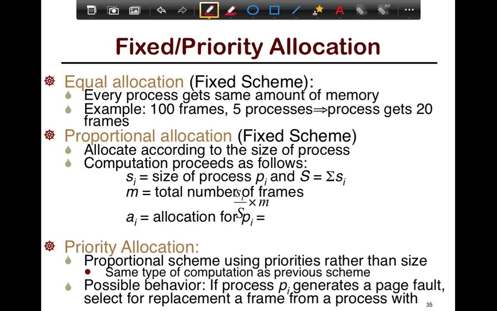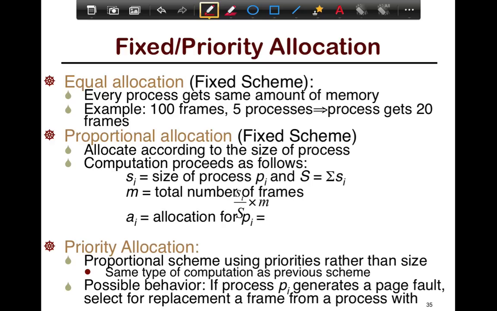So there are a number of schemes to allocate space to different processes. One option is to just give every process the same amount of memory. Another one is priority, where you look at the priority of the process before allocating. The most interesting one is proportionate, where you allocate according to the size of the process.